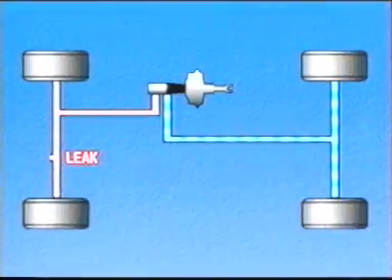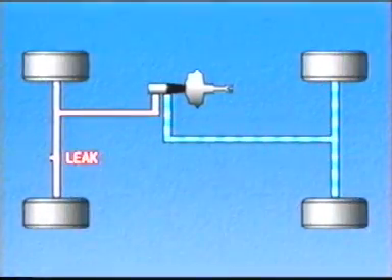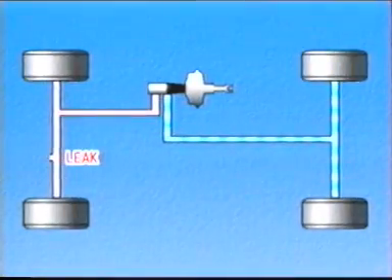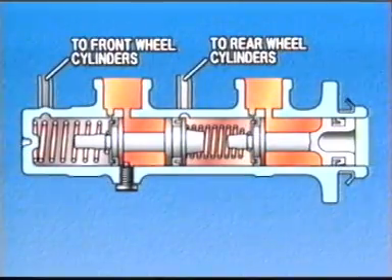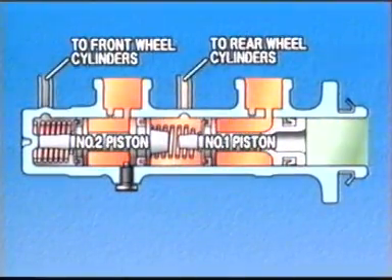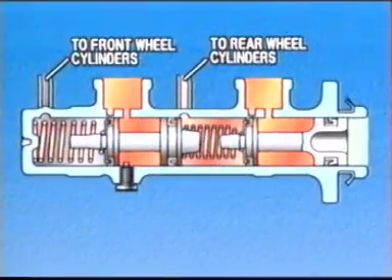In the case of a leak in the front side, number 2 piston does not create hydraulic pressure, so it advances until it makes contact with the cylinder wall. When number 1 piston is pushed further under this condition, hydraulic pressure is created in the rear side.